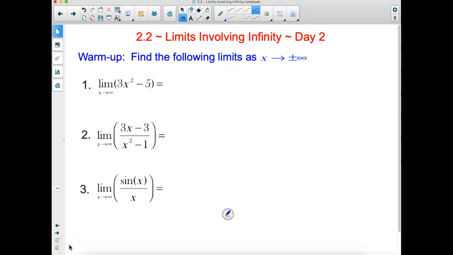Okay, good morning, 2.2 day two. Before we do anything, you should probably hit pause quick, see if you know what's going on from yesterday, and do these three limits, and then come back as soon as you get them done. And I'm going to continue to do them.